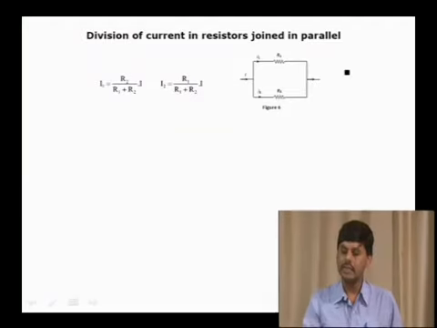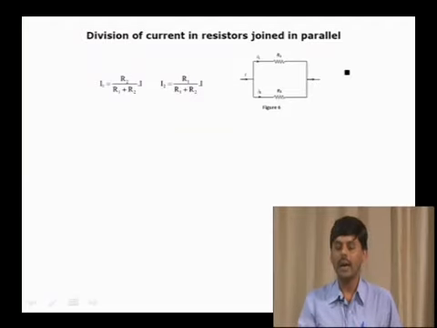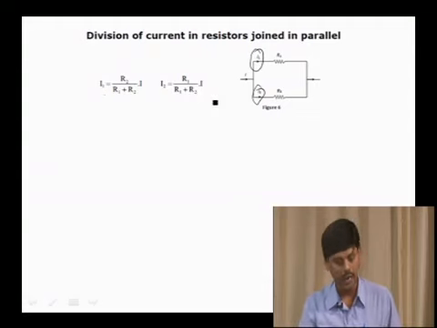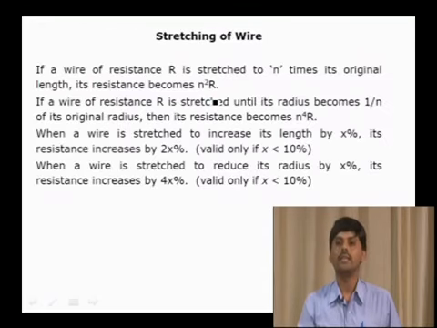Division of current in resistors joined in parallel. If you have only 2 resistors, how do you calculate the I1 and I2 values? By using the formula I1 is equal to R2 divided by R1 plus R2, into I. Similarly, I2 is equal to R1 into I divided by R1 plus R2. This is called the branch current formula. It is used to easily find the current in the circuits. Next I will move on to the concept called stretching of the wire.